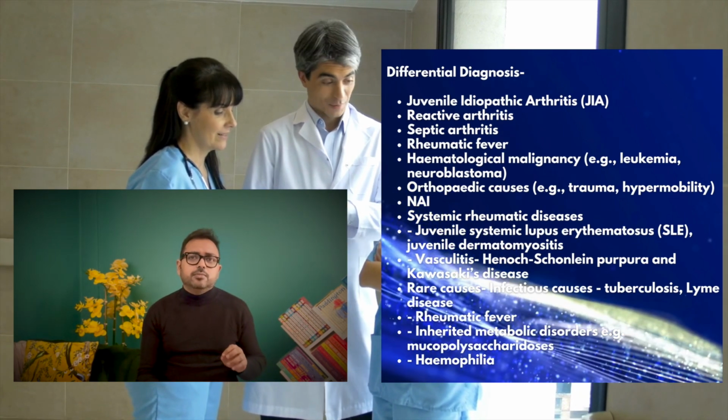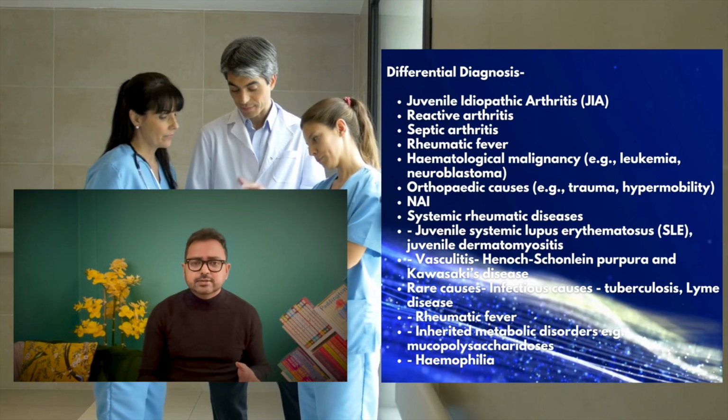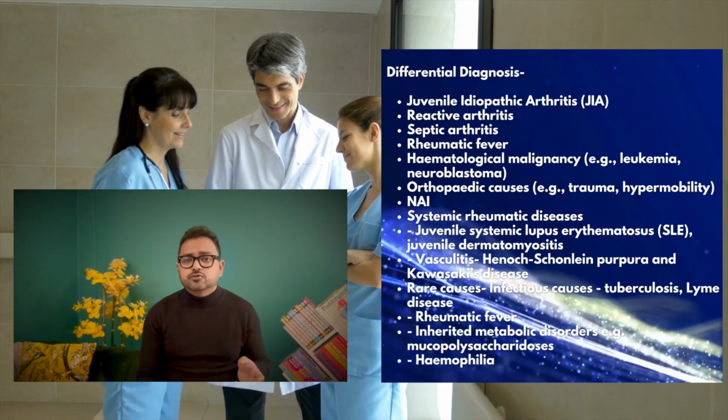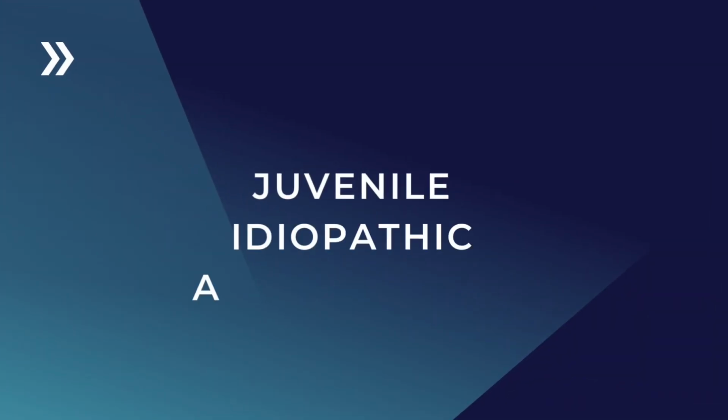There could be some rheumatology causes, like autoimmune causes such as vasculitis and juvenile SLE, as well as vasculitis like Henoch-Schönlein purpura, Kawasaki disease, and some other uncommon causes like rheumatic fever. And non-accidental injury, I forgot to mention. So these are all the list of differentials, but depending on the history as well as the clinical examination, you have to prioritize this order.